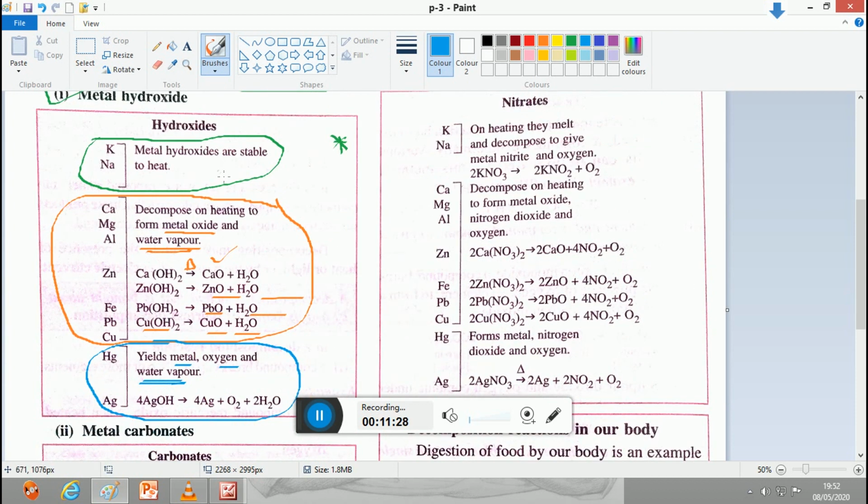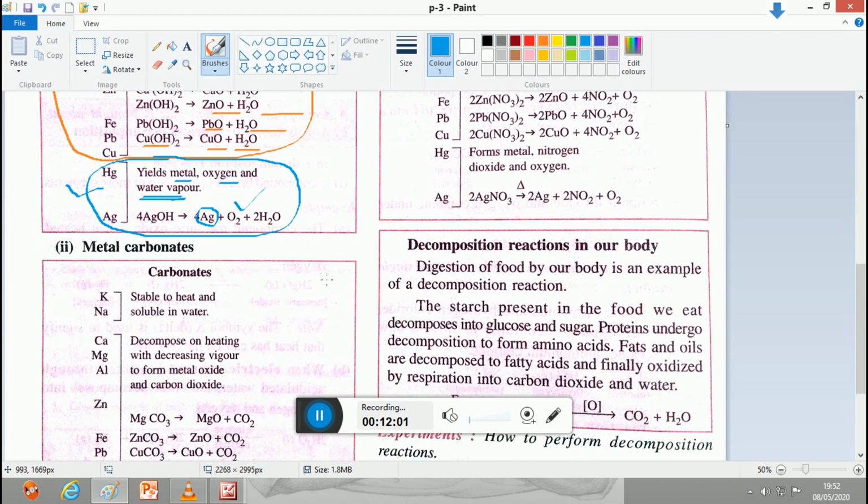So you have observed three groups of metals. Potassium and sodium are highly stable; their metal hydroxides are also very stable to heat. They will produce nothing and will remain intact on heating. Calcium, magnesium, aluminium, zinc, iron, lead and copper: their hydroxides decompose on heating to form a metal oxide and water vapor. Mercury and silver always form the metals and oxygen, not only in the case of their hydroxides but also their nitrates and carbonates.